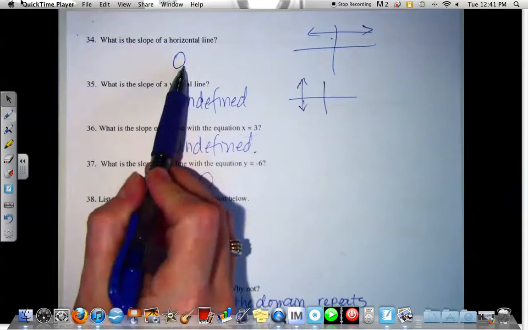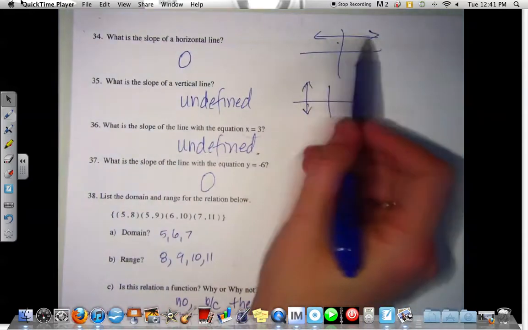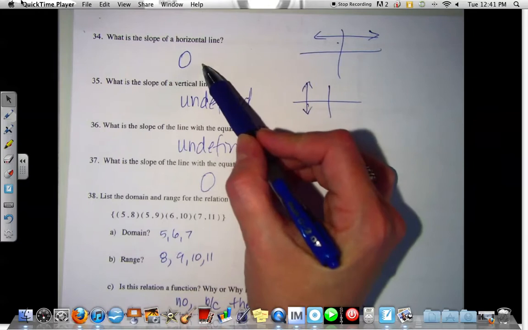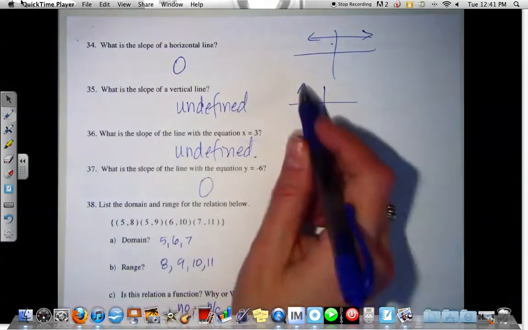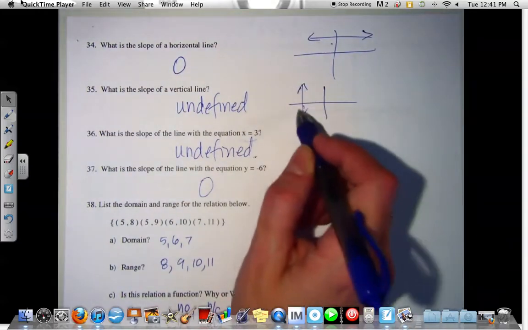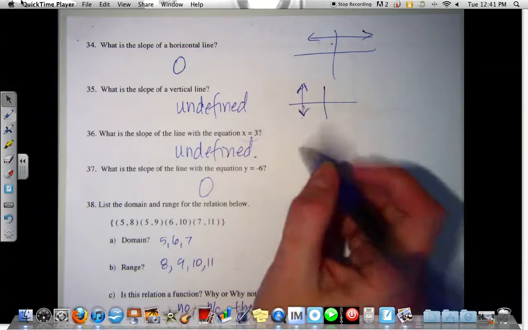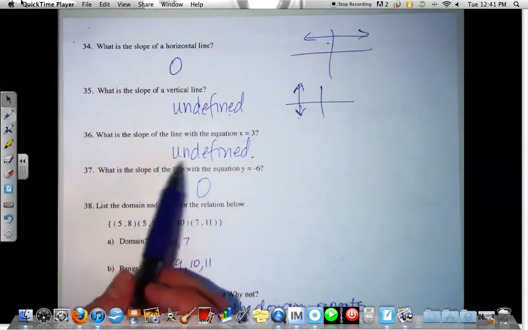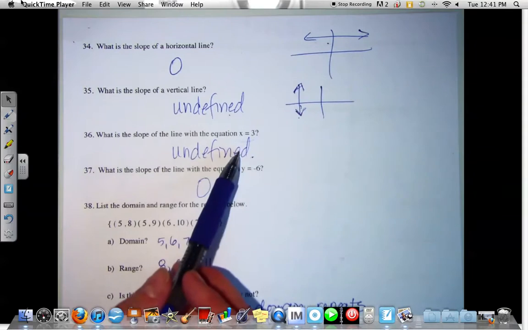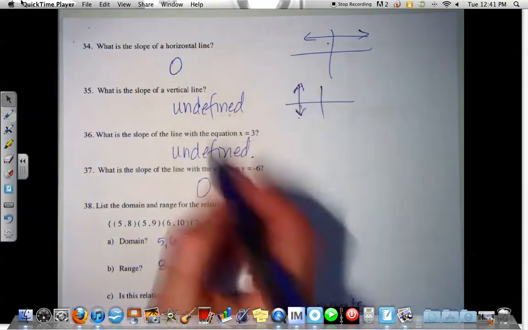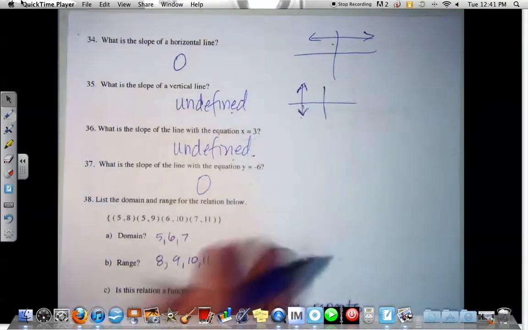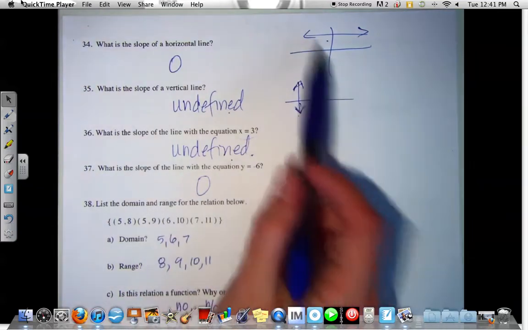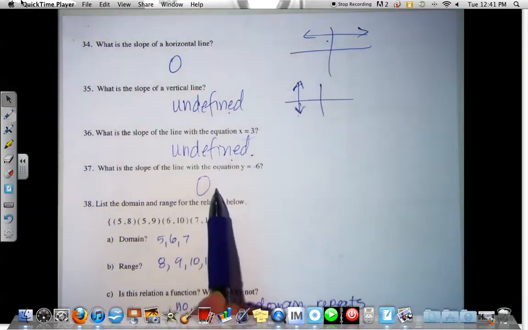Slope of a horizontal line. Remember, horizontal line looks like this. It's with the horizon. Goes through the y-axis, so it has a slope of 0. A vertical line goes through the x-axis. Remember, this is the bird falling on its face. That one's undefined. So the slope of a line with an equation x equals 3, the one that's going through the x-axis, is undefined. The slope of the line with the equation y equals -6, that one's going through the y-axis. That one has a slope of 0.